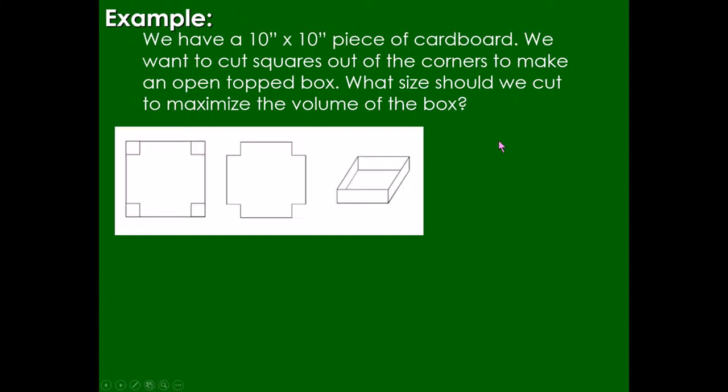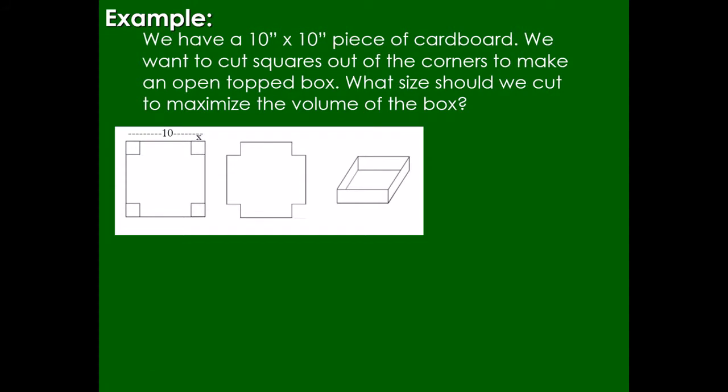So here's a picture of what's happening. Here's my piece of square cardboard. I cut corners, same size, and then these flaps get folded up to form an open-topped box. I'm told that the side of this cardboard is 10, and so I'm going to label that 10, and I'll label this little square x because that's what I'm trying to figure out. What size should we cut?